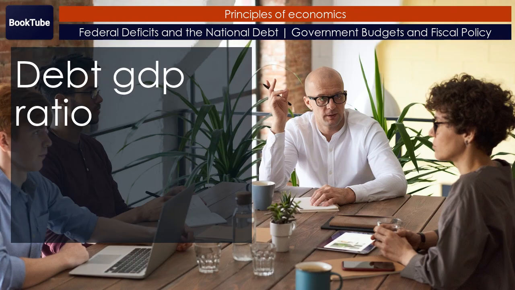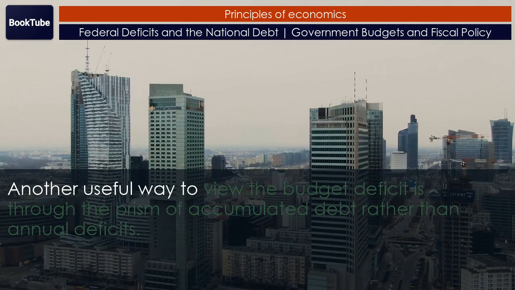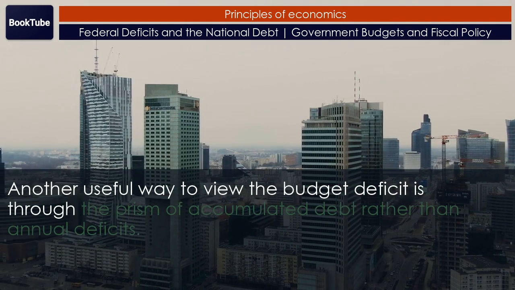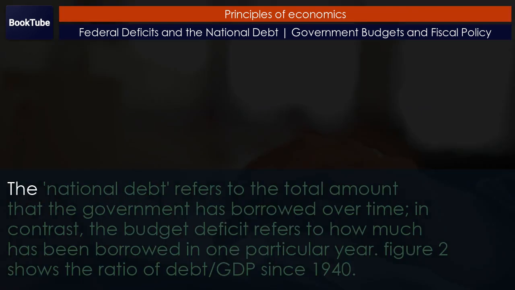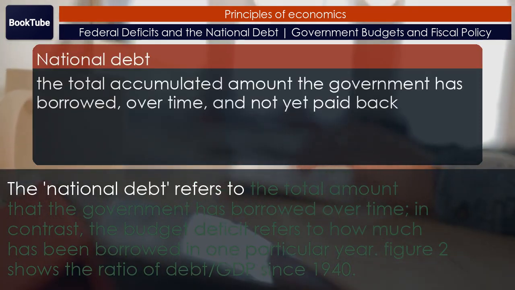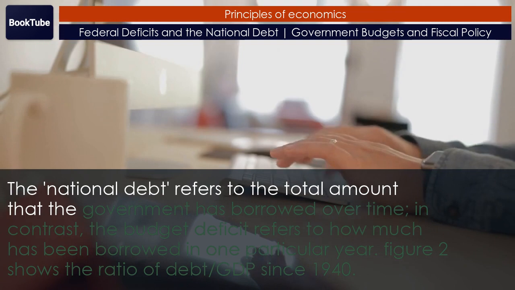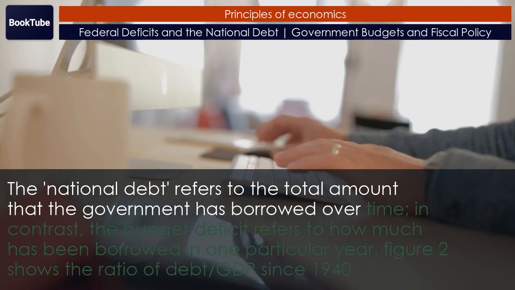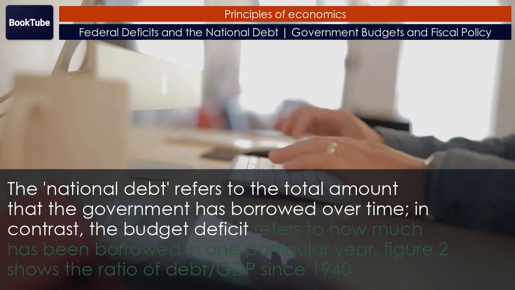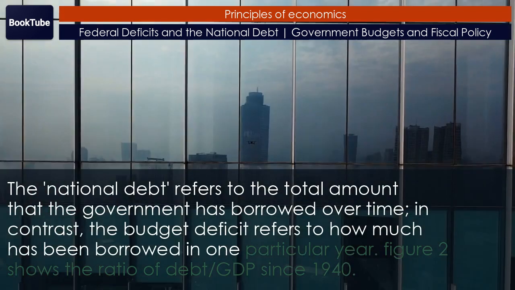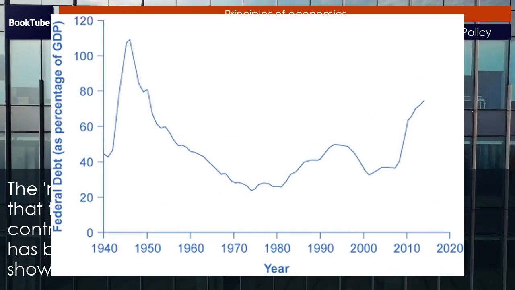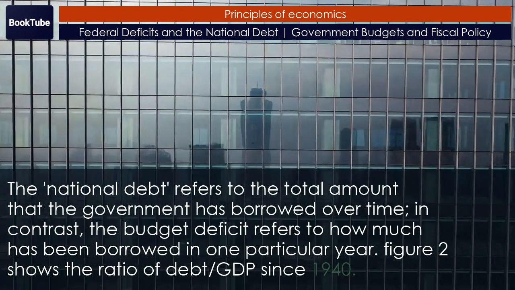Debt-GDP ratio. Another useful way to view the budget deficit is through the prism of accumulated debt rather than annual deficits. The national debt refers to the total amount that the government has borrowed over time. In contrast, the budget deficit refers to how much has been borrowed in one particular year. Figure 2 shows the ratio of debt-GDP since 1940.